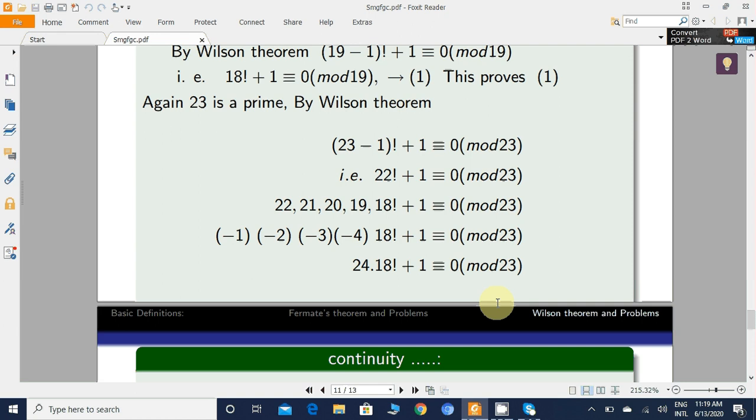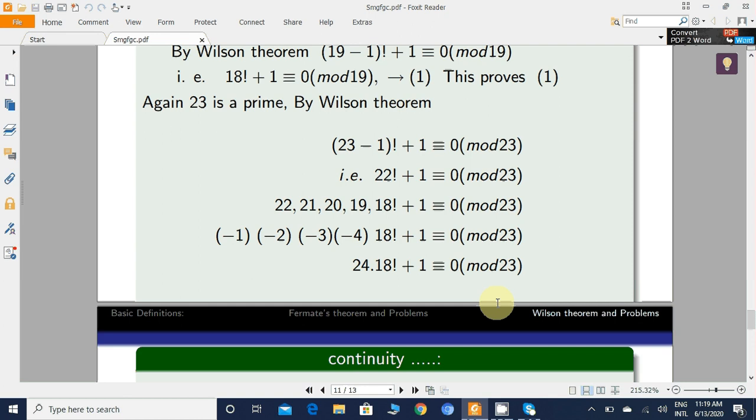23 minus 1, that is 22 factorial. This 22 factorial can be written as 22, 21, 20, 19, 18 factorial. Now we can stop at 18 factorial plus 1, as it is congruent to 0 mod 23. Now 22 can be written as minus 1 under 23. Again 21 can be written as minus 2 under 23 and so on. 19 can be written as minus 4, 20 can be written as minus 3 under the same modulo 23, and plus 1 as it is.